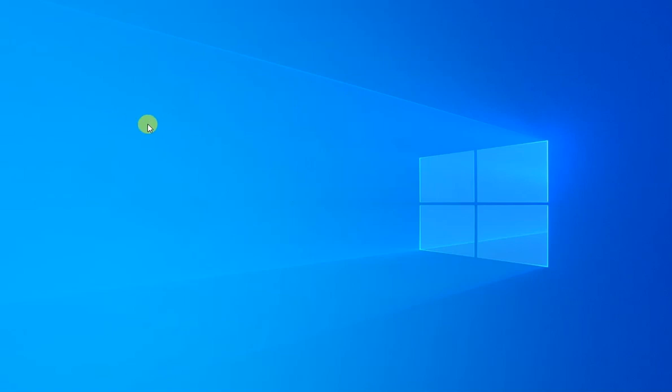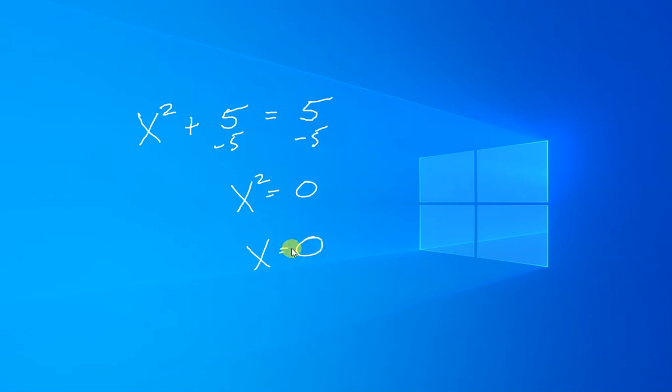Let's try one more. What's the answer to this? That has one solution.